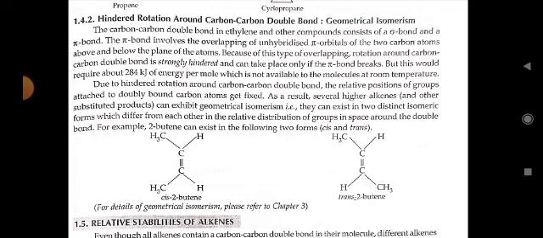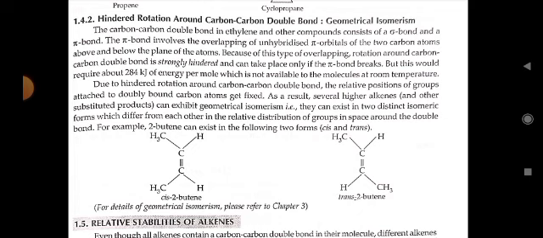The carbon-carbon double bond in ethylene and other compounds consists of a sigma bond and a pi bond. The pi bond involves the overlapping of unhybridized p orbitals of the two carbon atoms above and below the plane of the atoms. Because of this type of overlapping, rotation around the carbon-carbon double bond is strongly hindered and can take place only if the pi bond breaks.